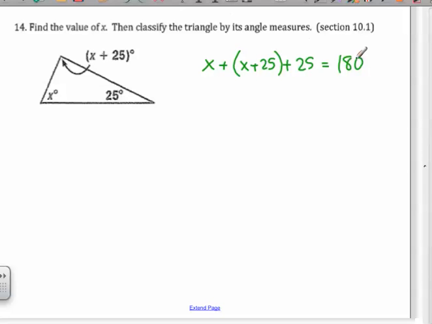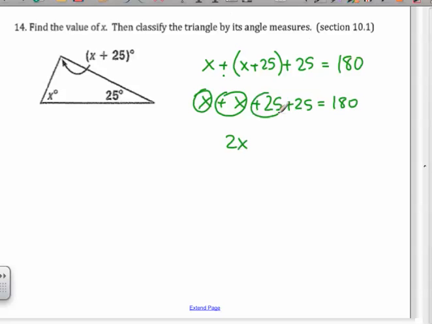Okay? Now I'm going to drop the parentheses here. I'm going to get x plus, I don't need to change the signs inside there because this isn't a negative. Okay? So it's just going to be x plus 25 plus 25 is equal to 180. Now before I solve, I'm going to simplify. That means I'm going to combine like terms. And I've got x plus x gives me 2x. 25 plus 25 gives me 50 equals 180.